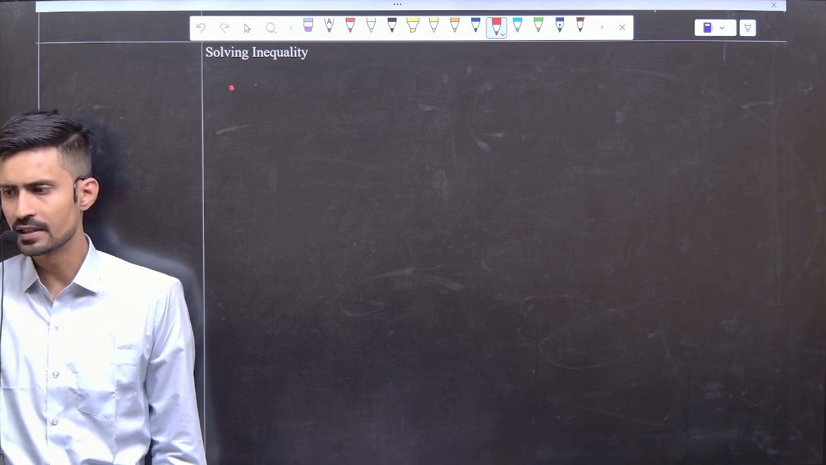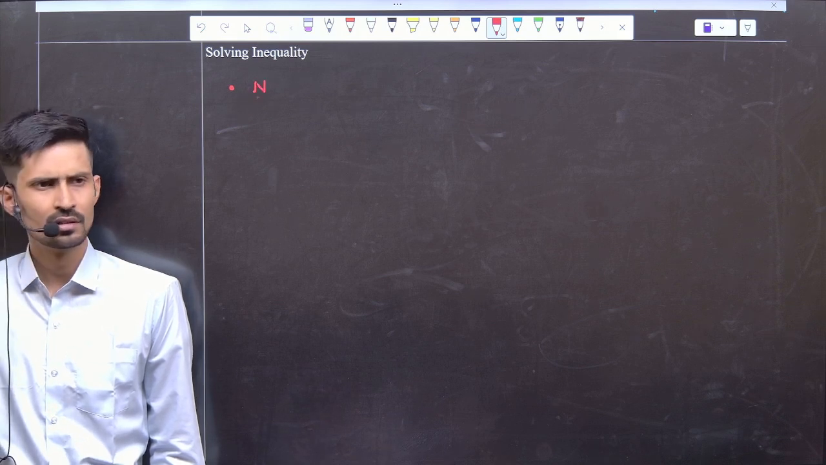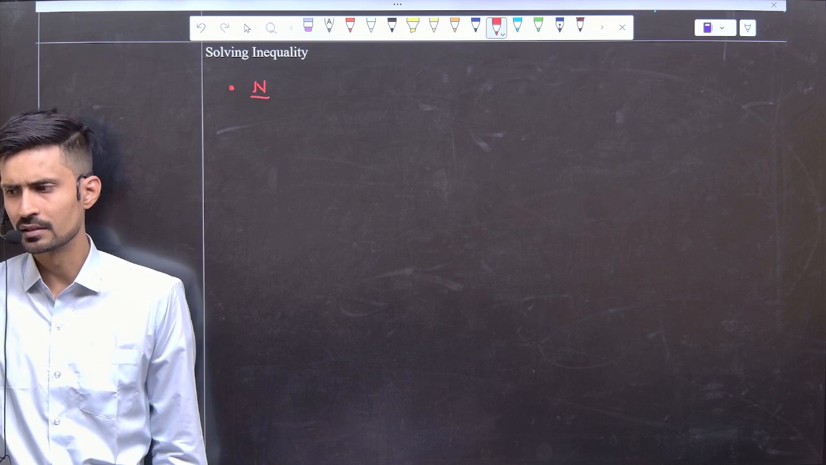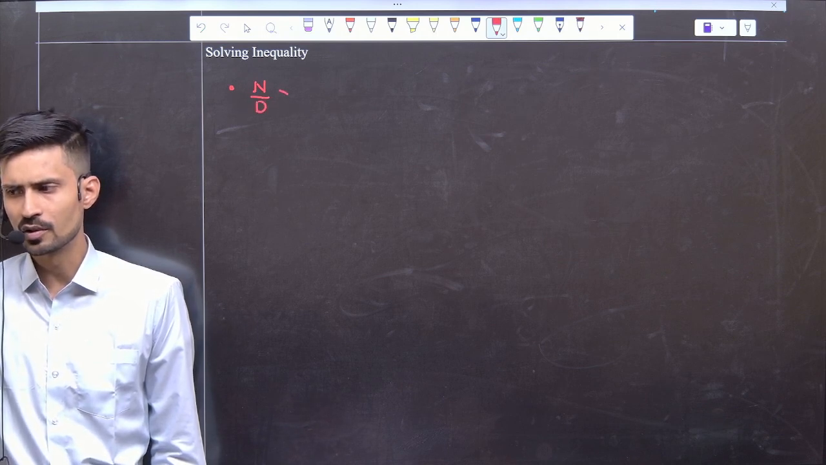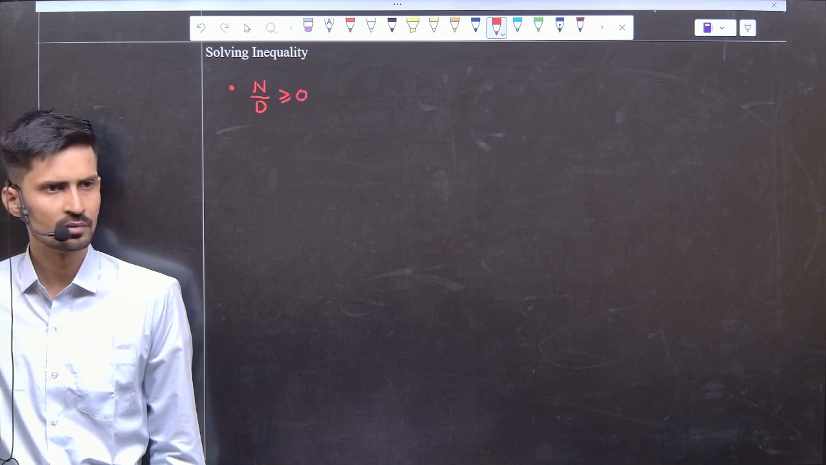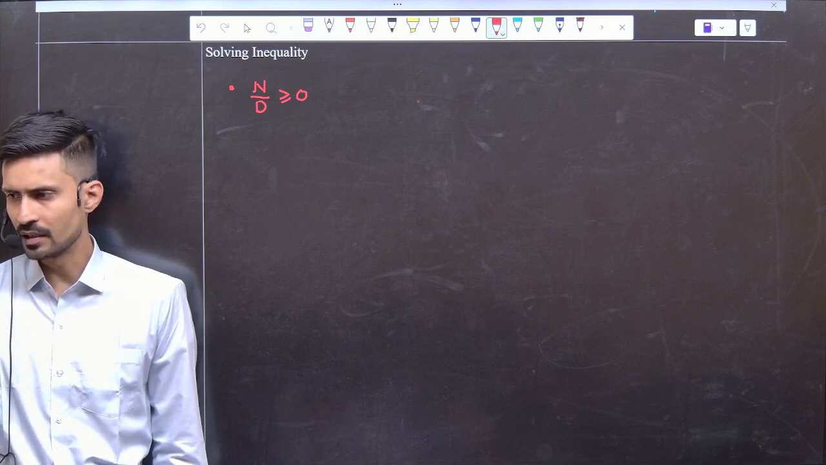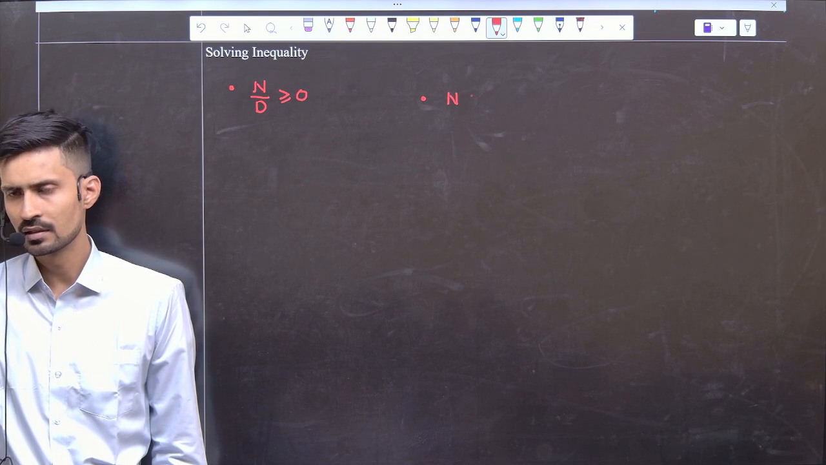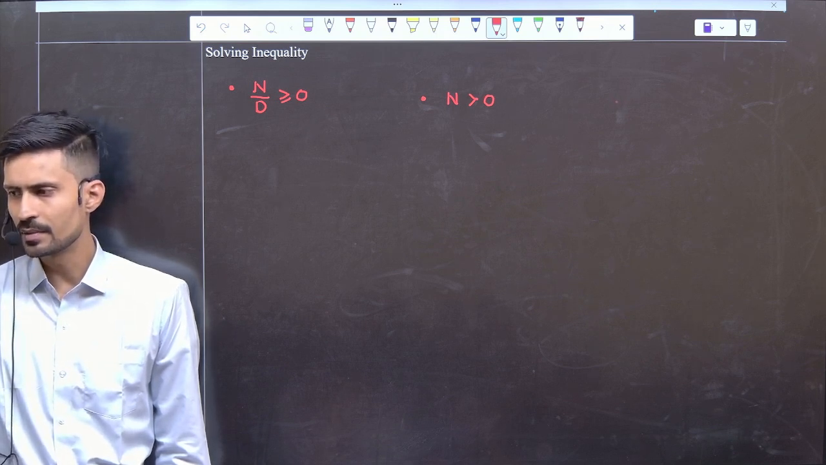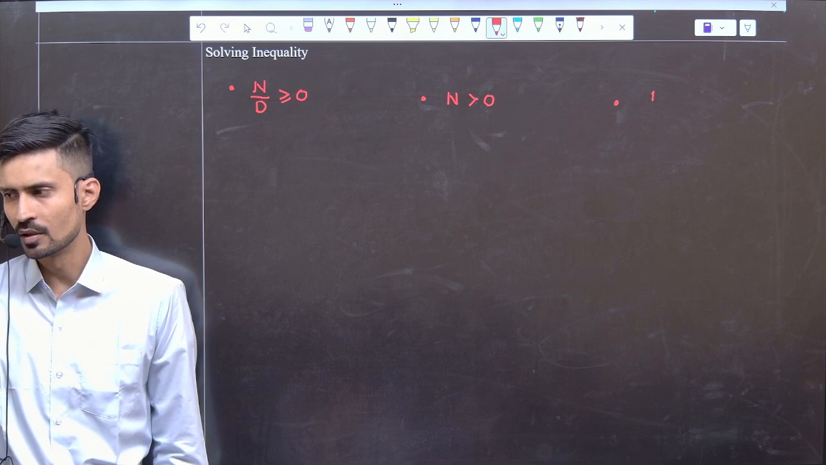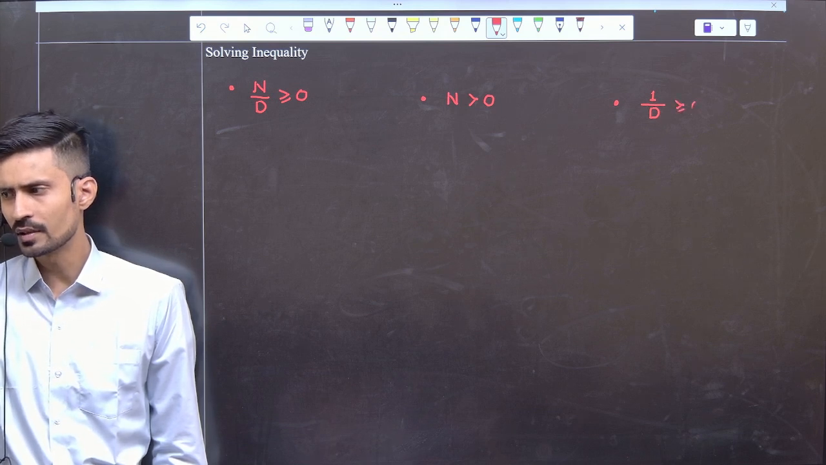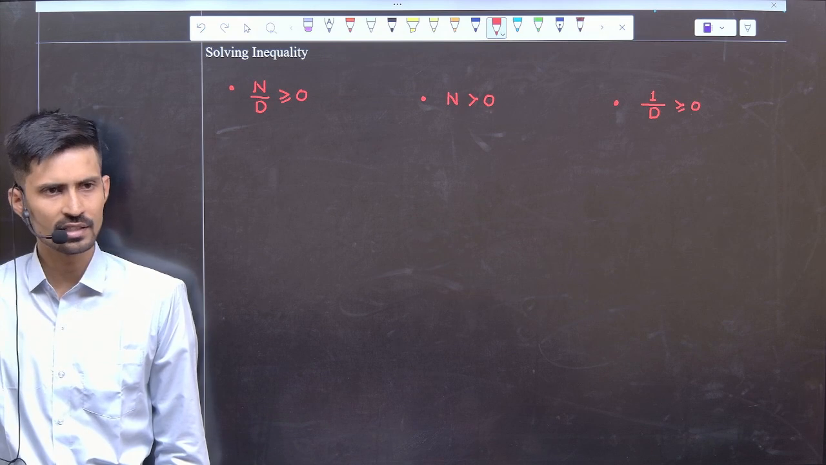One is simple: something is given as numerator upon denominator, and we have to solve it greater than equals to 0. That is the first pattern that you are learning. Second pattern, simply a numerator is there and that numerator is greater than 0. And third pattern, maybe somewhere you will find a question with 1 by something in the denominator greater than equals to 0.